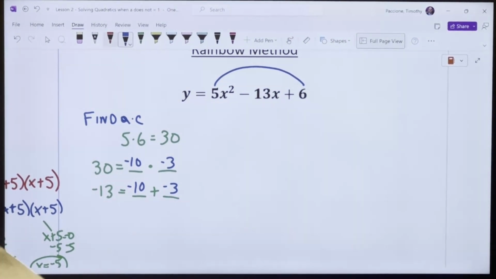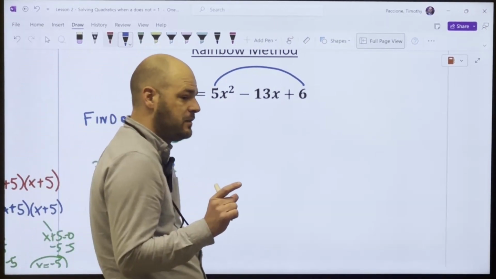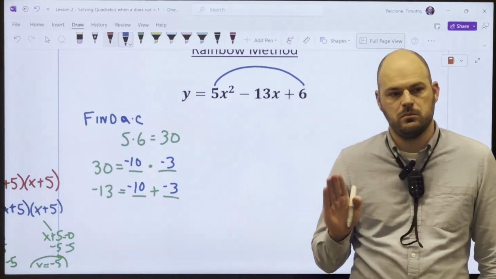Wait, negative 15 and positive 2? That would give you negative 30. Oh, okay. All right, so watch closely. This next step is a little like, huh?